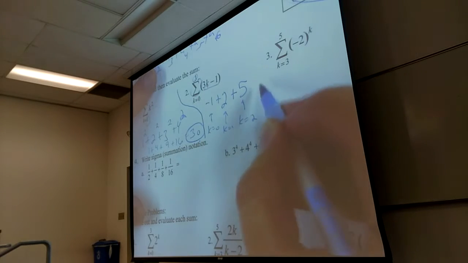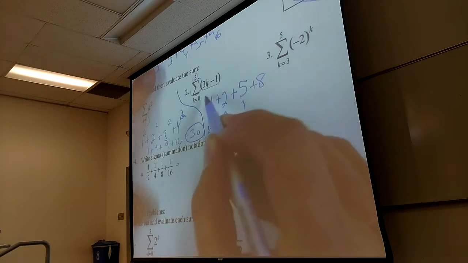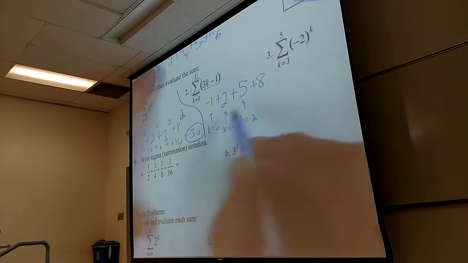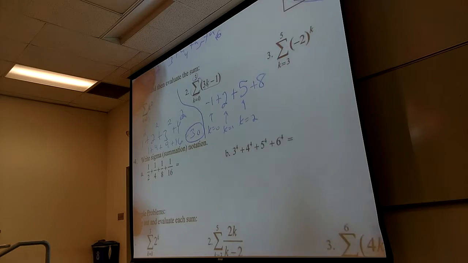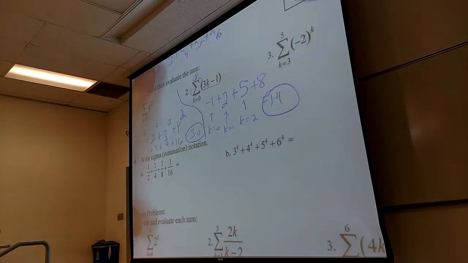Like k be 3, I get what in here? 3 times 3 minus 1, 8. And you notice how they keep going up by 3. That's what this sequence definition tells you happens. Slope of 3. And then you just have to add those up. 14.